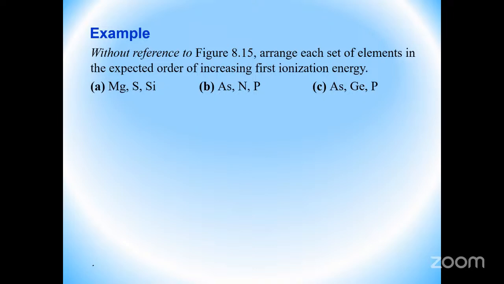So in the case of A, it gives you magnesium, silicon, and sulfur, right? So remember now, based on the periodic table that I have here in front of me, these elements are in the same period, right? So remember I said that the ionization energy generally increases as you go from left to right of any period, right? So which one would you expect, if you have your periodic table in front of you, to have the lowest ionization energy?